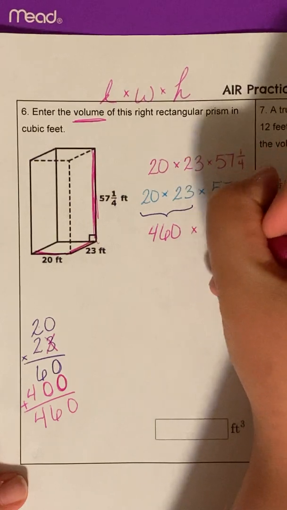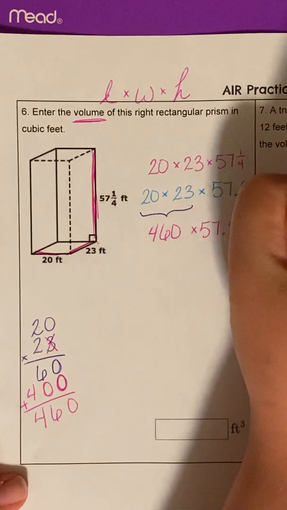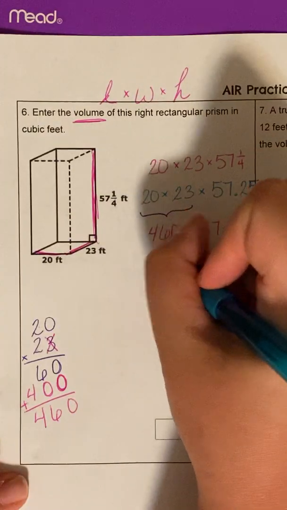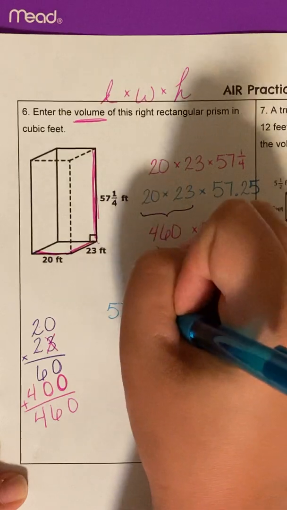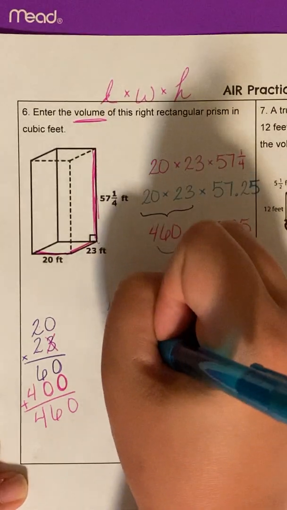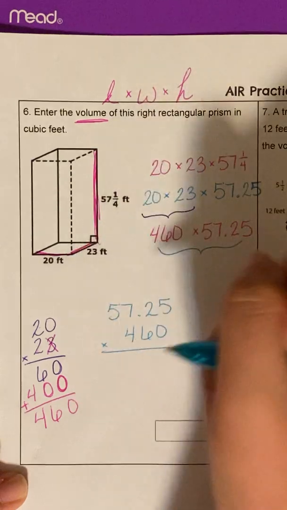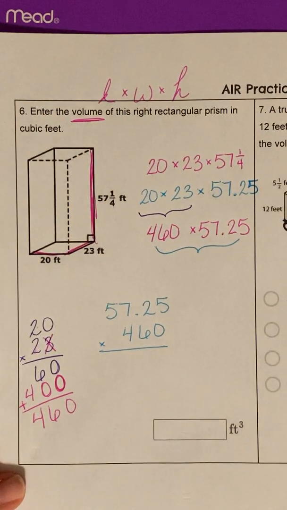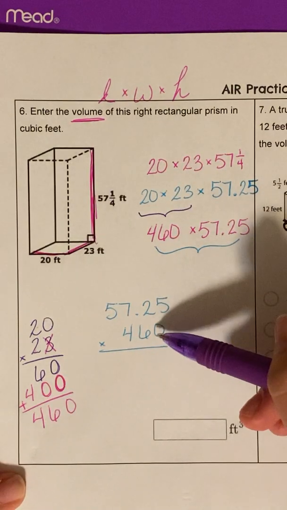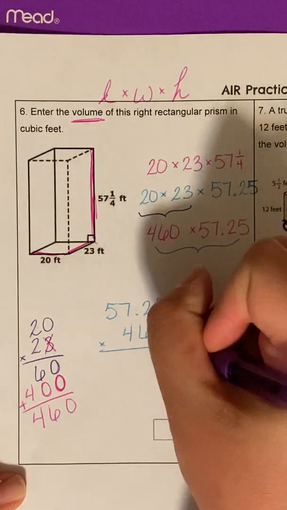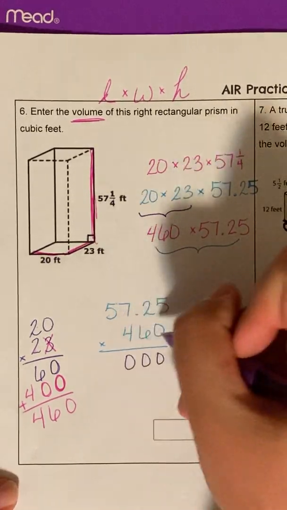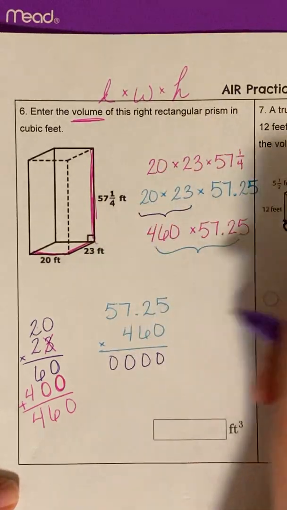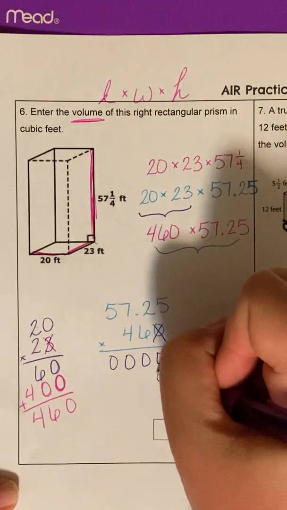Now we're going to bring down our times 57 and 25/100. Now we can multiply these. 57.25 times 460. When you're multiplying, you do not need to line up your decimals, remember. You do not need to. We'll do that at the end. All right, let's start with the 0. So 0 times 5, 0. 0 times 2, 0, because anything times 0 is 0. 0 times 7, 0. 0 times 5, 0. Done with our 0. Placeholder 0.